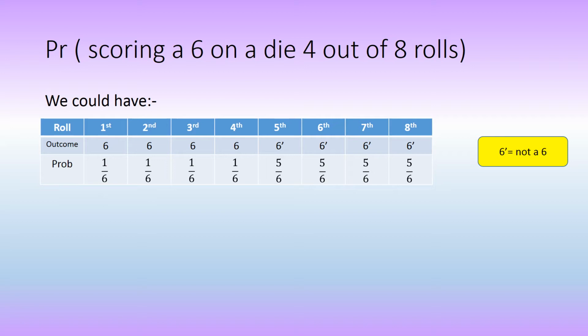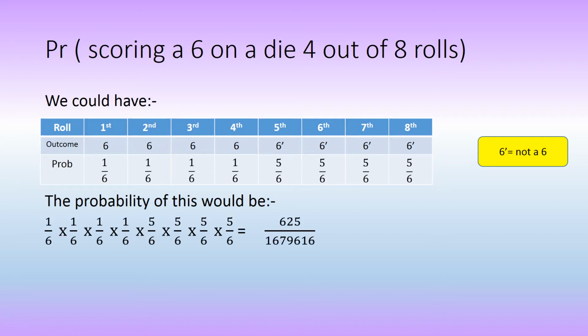So in the first roll, of course, the probability of getting a 6 is 1/6. If I look at the fifth roll, the probability of not getting a 6 is 5/6. Now you'll remember from previous work on probability that in order for me to find out the probability of this outcome occurring, I need to multiply those probabilities together. So here we go. The answer to that is 625 over 1,679,616.